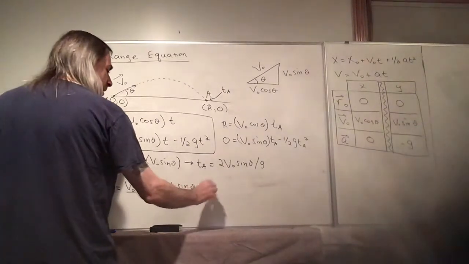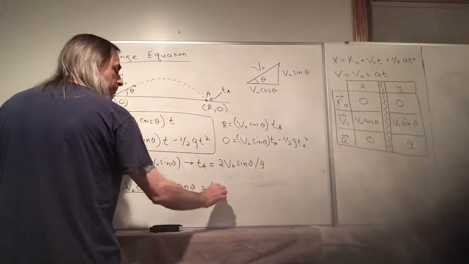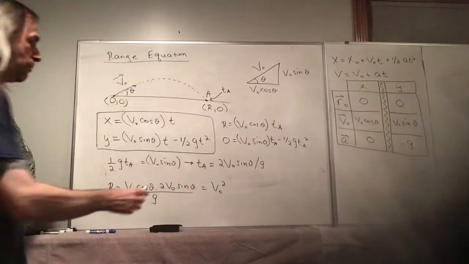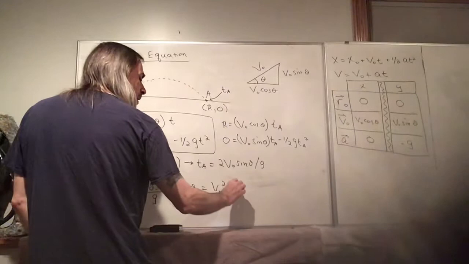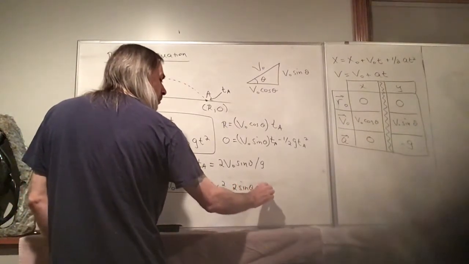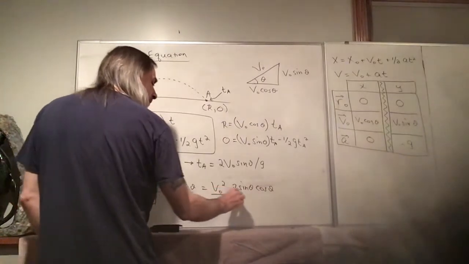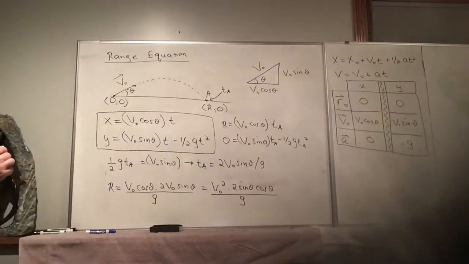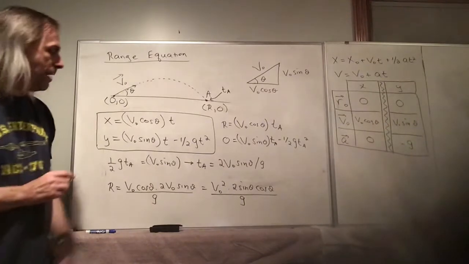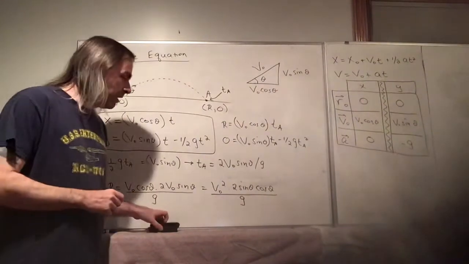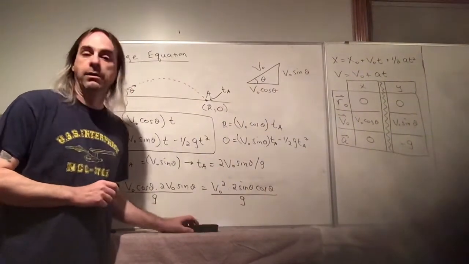I'm going to write it in a particular way. We have v naught and v naught, so that's v naught squared. And then times 2 sine of theta times cosine of theta divided by g. You might wonder why we didn't put the 2 in front. Normally you'd put a number in front of all the variables, but there's a reason which will be clear later.